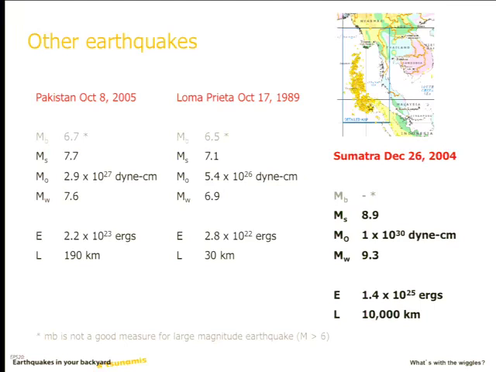Any other questions? Okay, so you should now start working on assignment number 3, which is looking at locating earthquakes and doing magnitudes for earthquakes. All right, thank you.